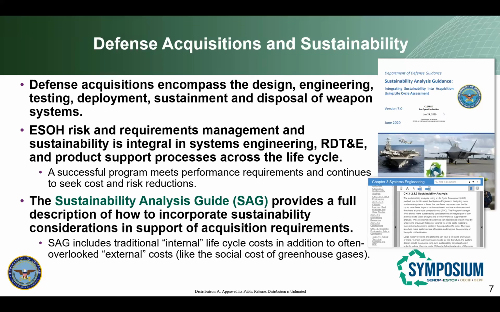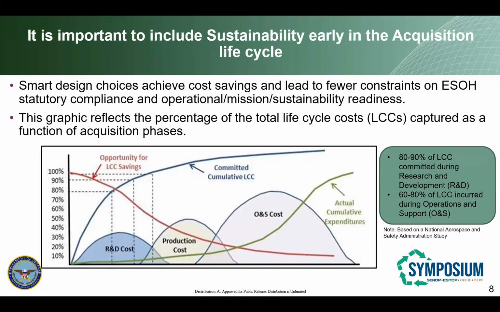One of the tools that we have in the toolbox is the Sustainability Analysis Guide, which does provide a full description on how to incorporate sustainability considerations into acquisition requirements. Most of the time when we do an LCA in a program, you have your internal life cycle costs, which you're expecting and people are kind of familiar with. This looks at the other things, external potential life cycle costs, like the social costs of greenhouse gases in the system. What does that mean, and how can you implement that in an analysis? So this is code that probably you guys have seen, in different forms if you have it.